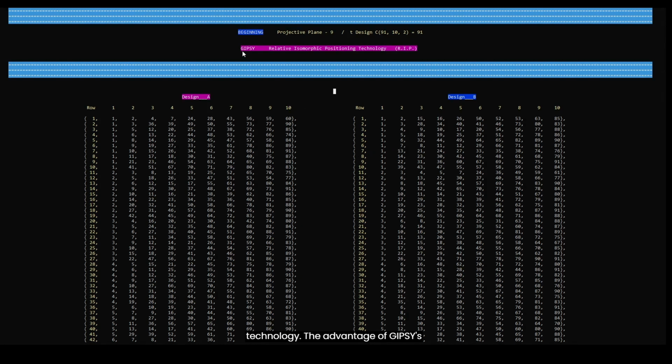The advantage of GIPSY's technology is that as the size of the two graphs gets larger, the calculations to resolve their isomorphism only grow linearly compared to using automorphism or eigenvalues, etc. As a matter of fact, many of the calculations for GIPSY's technology are exactly the same regardless of the size of the two graphs, and there are only a few calculations that are a function of the size of the two graphs.